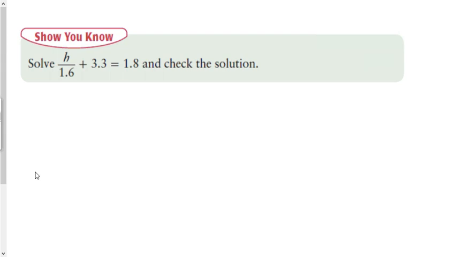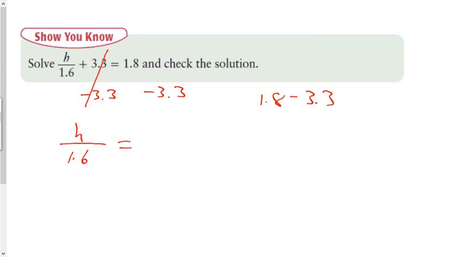Check your solution. So process-wise, it's real simple. I'm going to get rid of my constant first. I get h over 1.6 is going to be equal to whatever 1.8 take away 3.3 is. Now, depending on how nice your teacher is, if it was me, I'd say you don't need to grab a calculator. You can do that without a calculator.